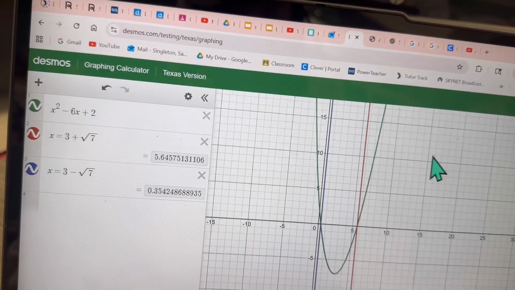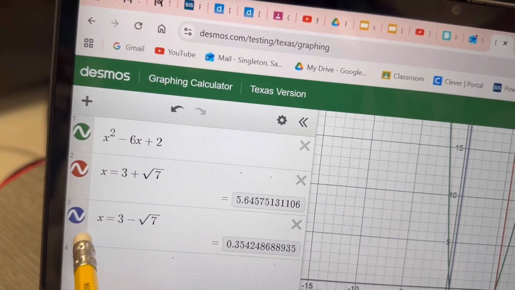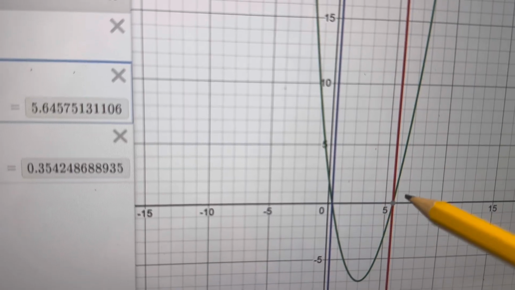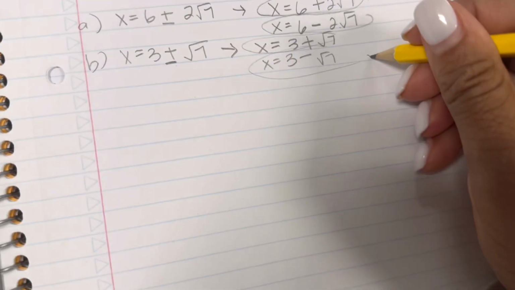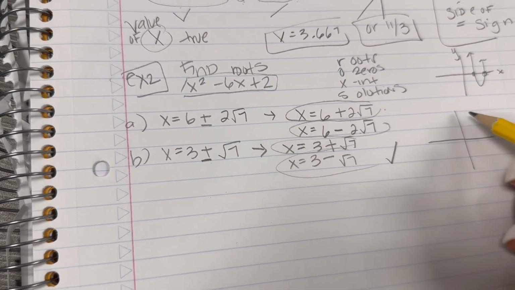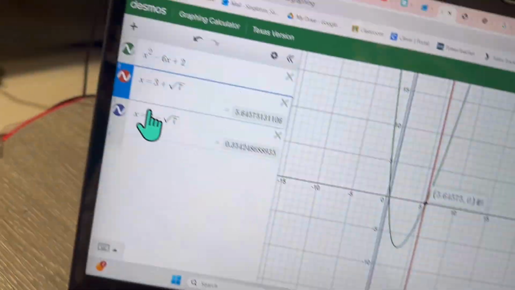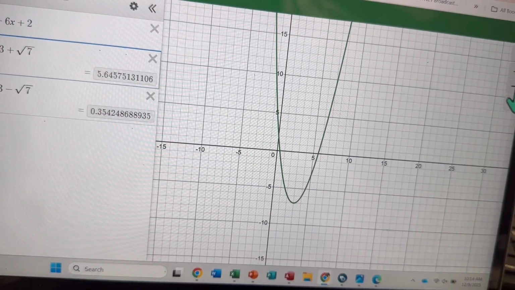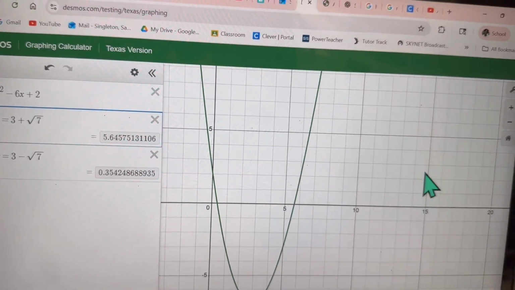Do those two lines, that red and purple line, cross the x-intercept? Look at that, it does. So that's your answer, B, okay? Make sure you draw your picture. Your parabola looks like that.